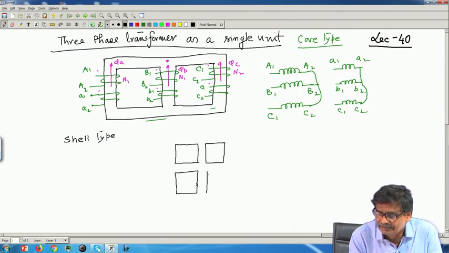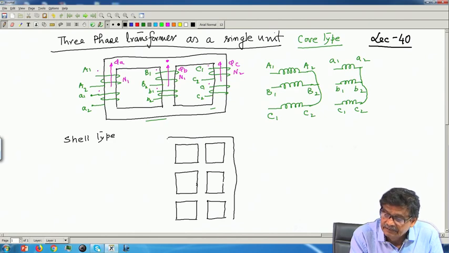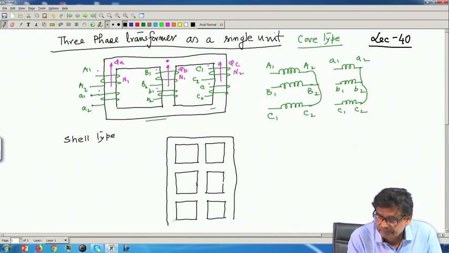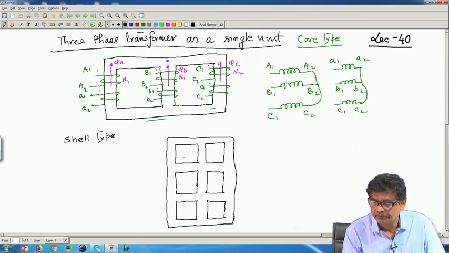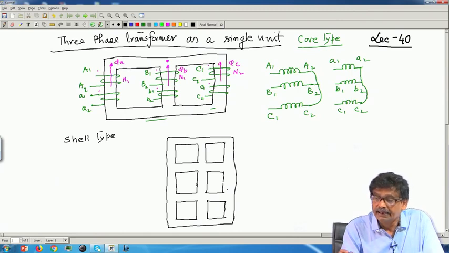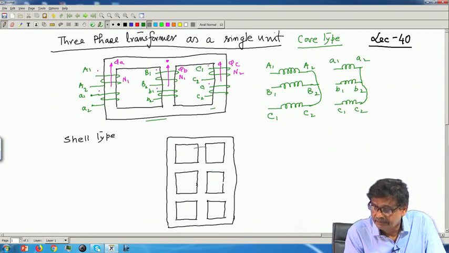I will just mention this. Core type is much more popular, easier to construct, shape is fine, and this is the third one. This is the sectional view of the stampings. These are windows, this is the iron portion. Here what is done, the windings are placed here, primary, secondary.